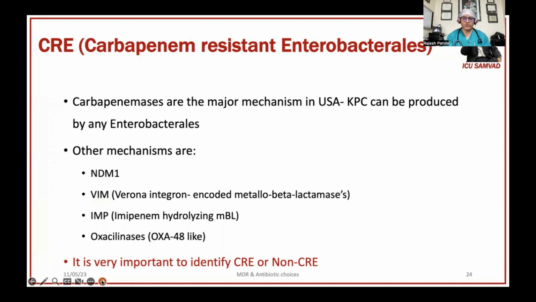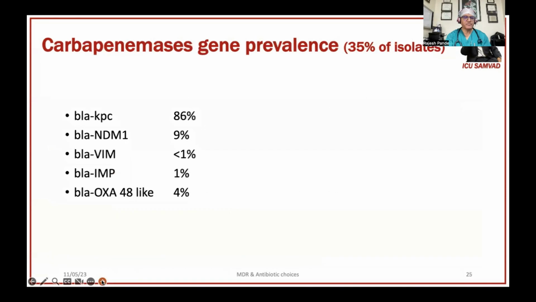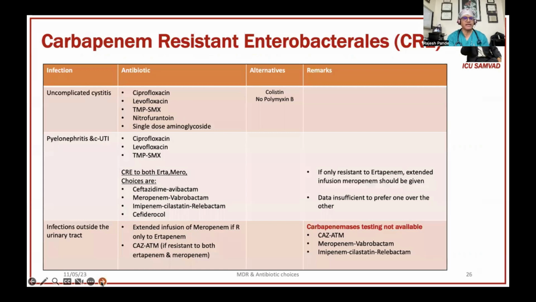We should know, if we look at the data in the US on carbapenemase gene prevalence, that in 35% of the isolates, KPC was in 86%, NDM-1 was only 9%, and others were even less. Whereas in India, I think our predominant problem is NDM-1, and we have very few Klebsiella pneumoniae carbapenemases. So this we need to understand.